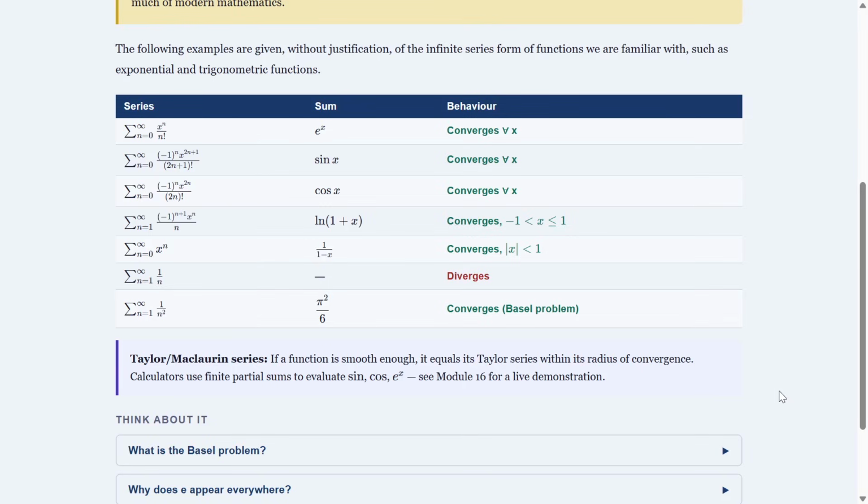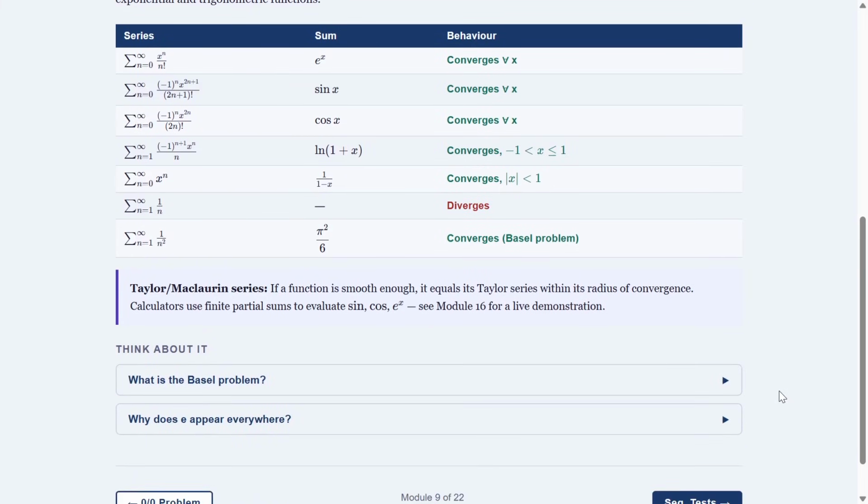And we can see for the first three that it converges for all real x's. But for the ln, it's much more restricted. That particular sequence of partial sums only converges when x lies between -1 and 1, and so on. And there's an indication of what we call Taylor and Maclaurin series, which are a way of generating those series expressions that relate to the original function. And that's gone into more detail in module 16.